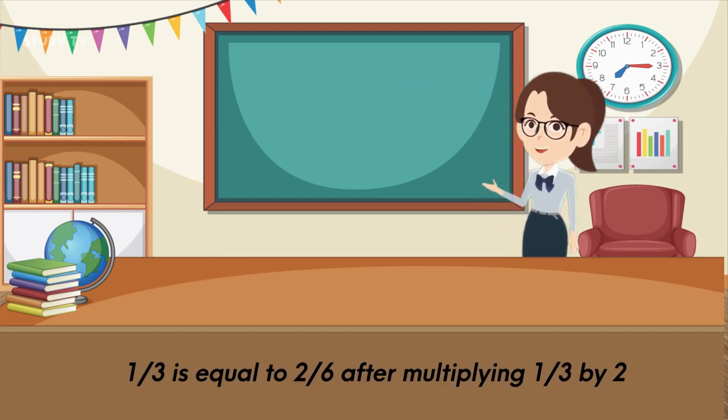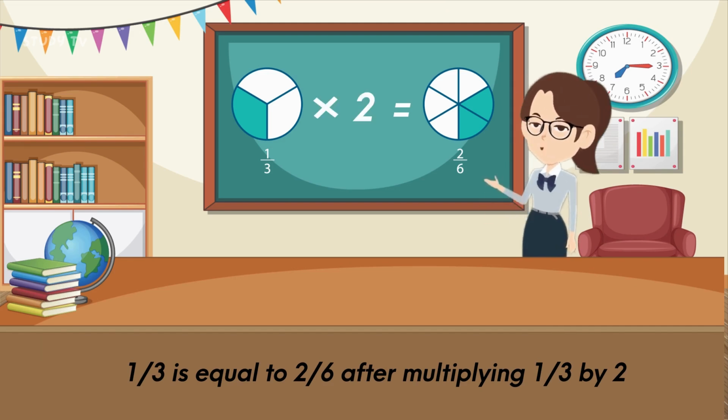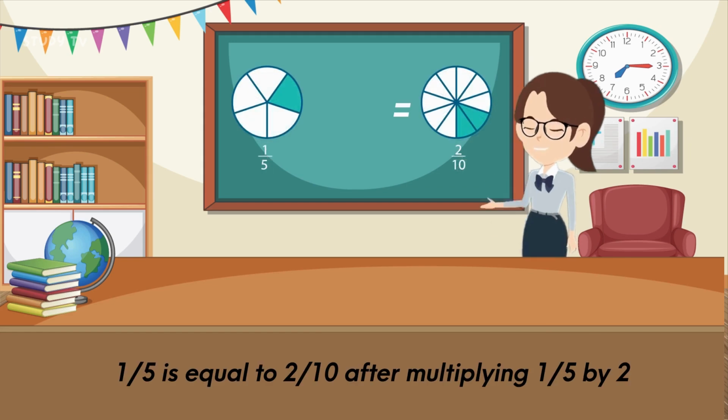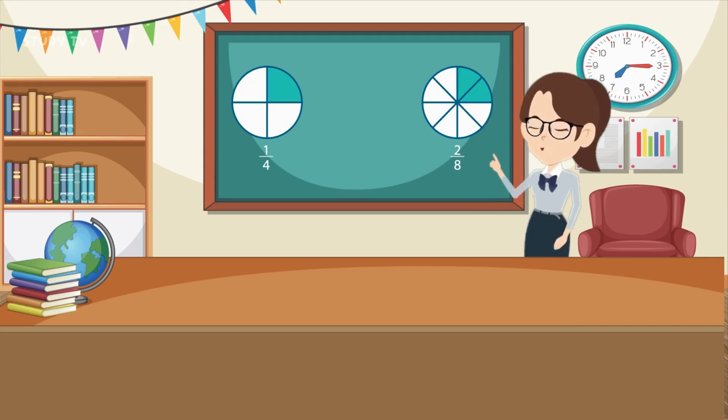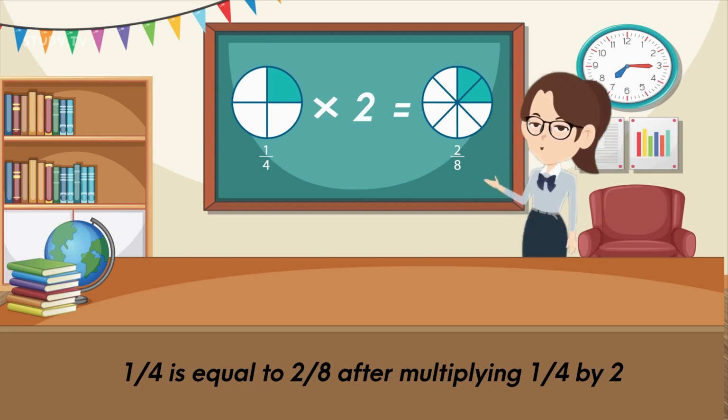Example: 1 by 3 is equal to 2 by 6 after multiplying 1 upon 3 by 2. 1 by 5 is equal to 2 by 10 after multiplying 1 upon 5 by 2. 1 by 4 is equal to 2 by 8 after multiplying 1 upon 4 by 2.